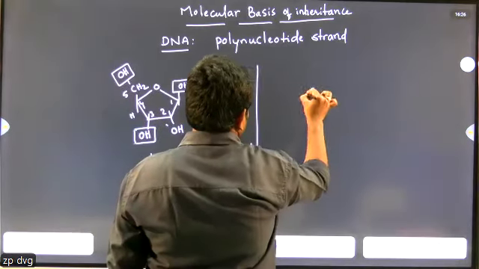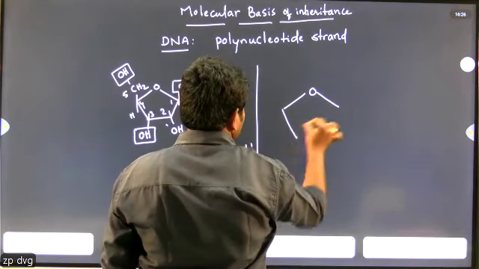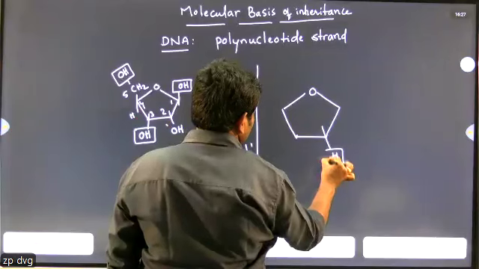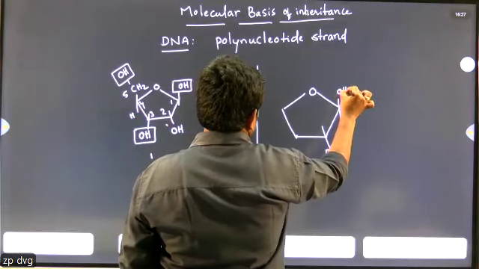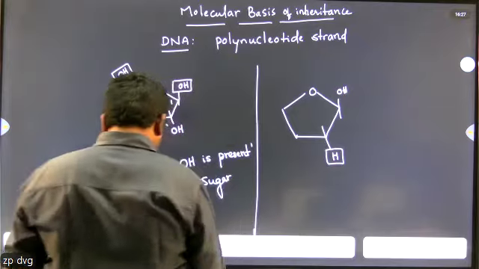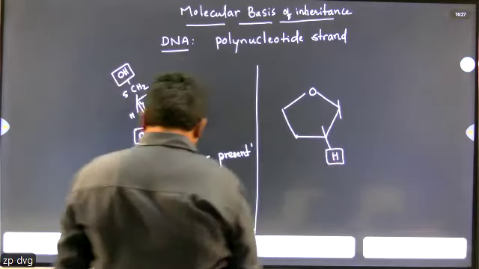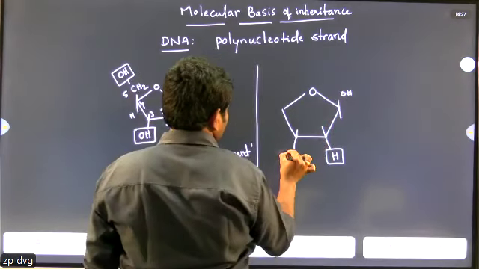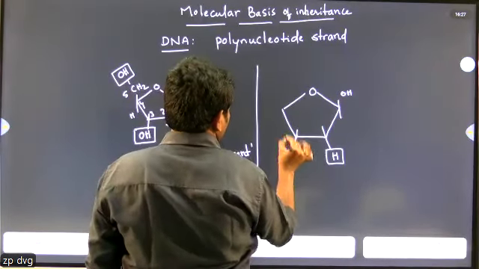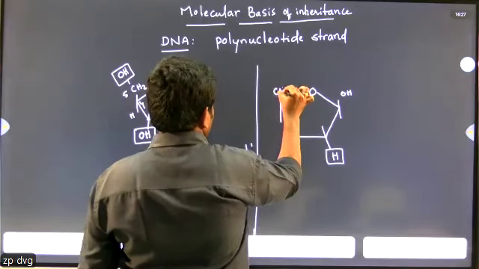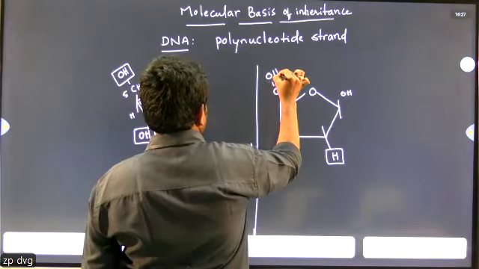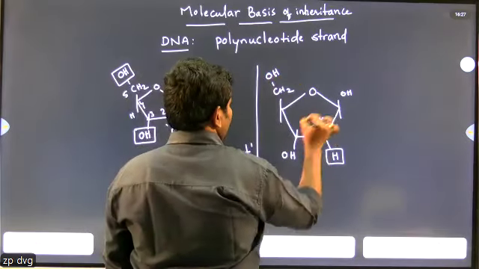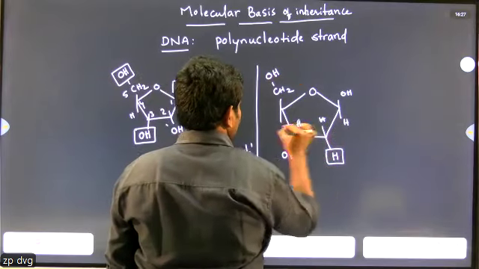If you see DNA ribose sugar, it doesn't contain this OH group here. Hydrogen only will be present. And here generally one OH group is present, and here this hydrogen is present, and this OH is present here. So clear. Then this is CH2, and this OH group is present. Clear. So this OH group is present here like this. Here hydrogen, here hydrogen, here hydrogen, here hydrogen.